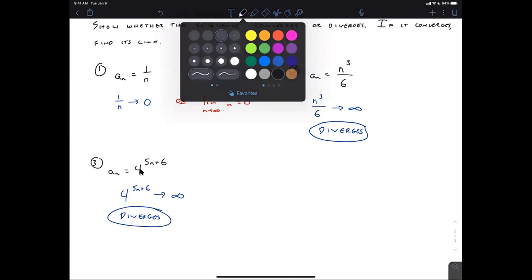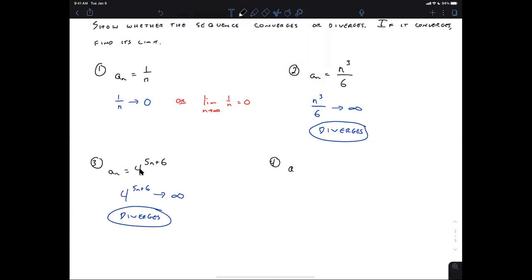Okay, so then number 4 is if I have a_n equals 1 over 6 to the n minus 8. So as n goes to infinity, what happens to n minus 8? It goes to infinity. So then what happens when we take 1/6 to the infinity? That goes to 0, and so this converges to 0. Does that make sense to everybody? You guys good?